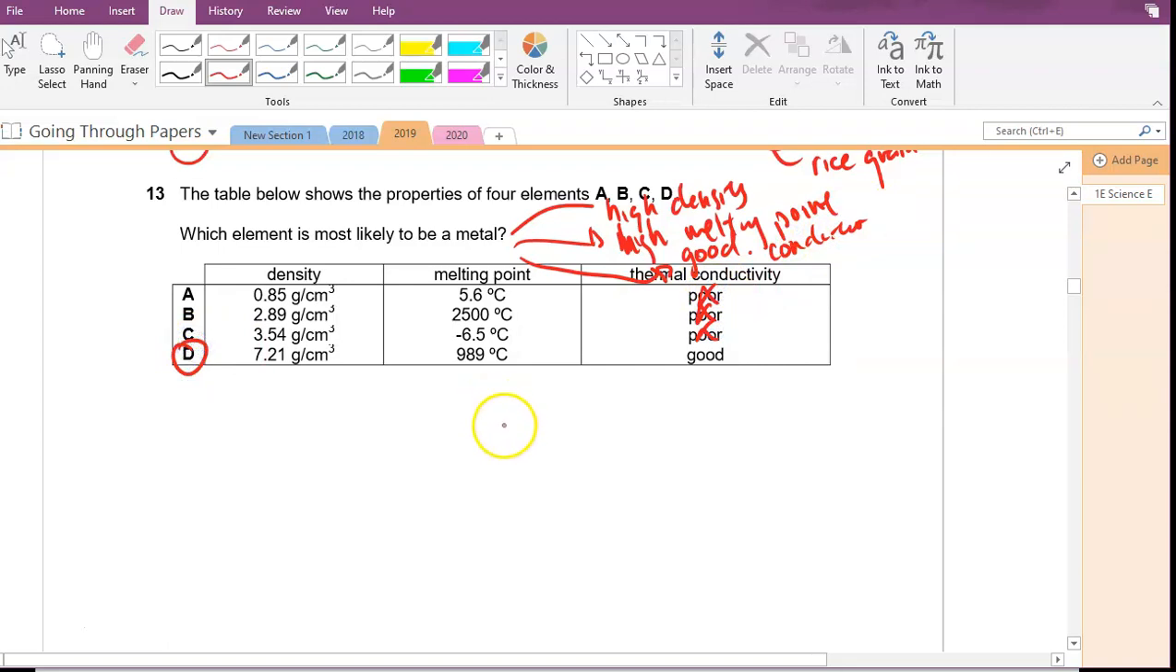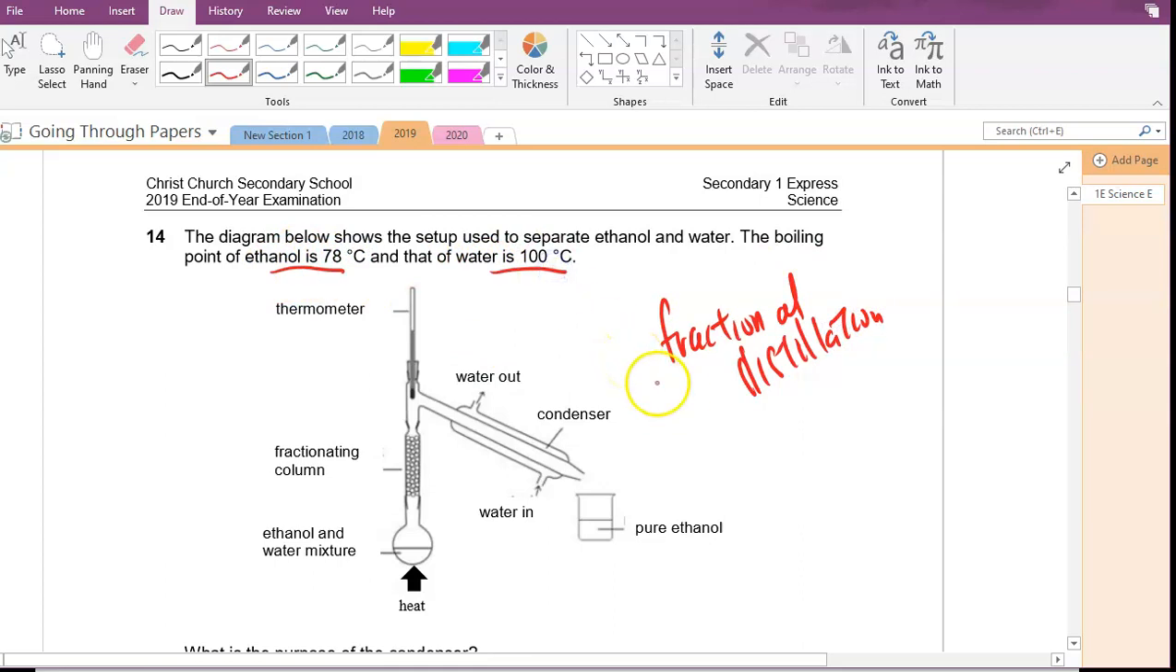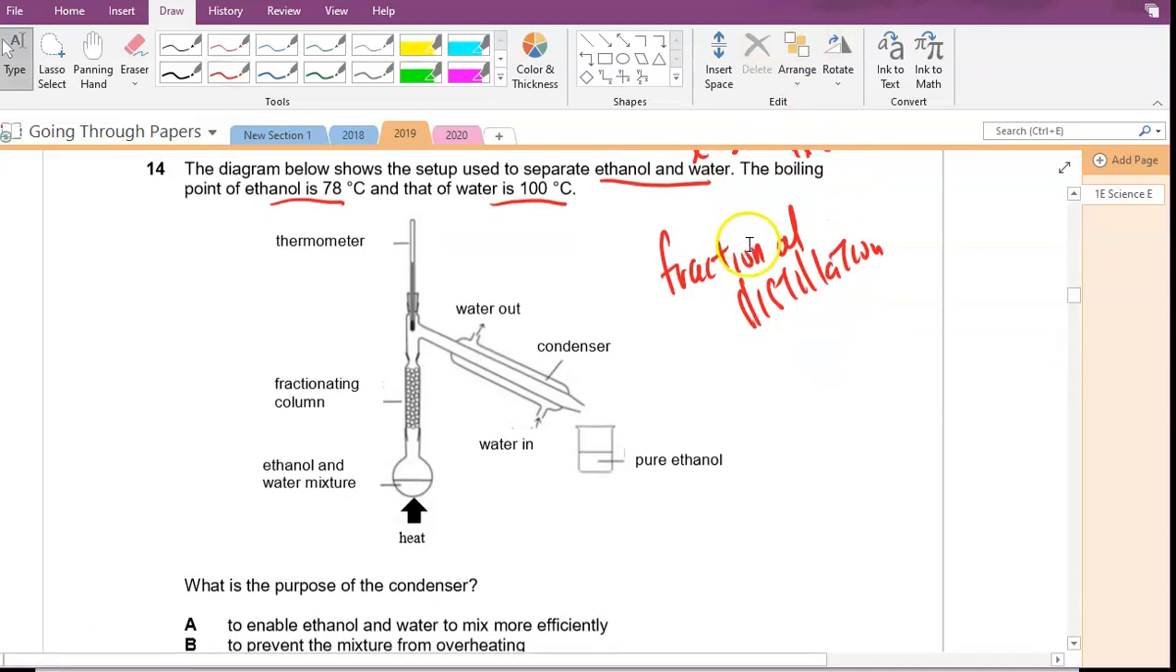Okay. So somebody say, sure, why not melting point 2500? Density is also quite higher. But take note, you can see here, poor thermal conductor. So therefore, B cannot be the answer. Next, question 14. So the diagram below shows a setup used to separate ethanol and water. This is actually known as fractional distillation. Now, they say the boiling point of ethanol is 78, the water is 100. So these are two miscible liquids, so this is actually what we call a miscible liquid mixture. So to separate this, generally we use fractional distillation.